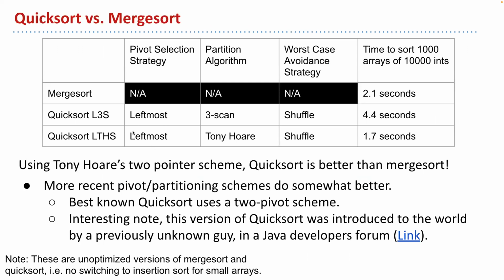Okay. All right. Now there are more recent schemes. So this one I gave a different name. This is not a standard name, LTHS. L is the pivot. They both use the leftmost. They both involve shuffling, that's the S. But the partitioning algorithm is different. I did the scanning through the array 3 times and making copies. This is the Tony Hoare stuff. Right. Any questions about this?